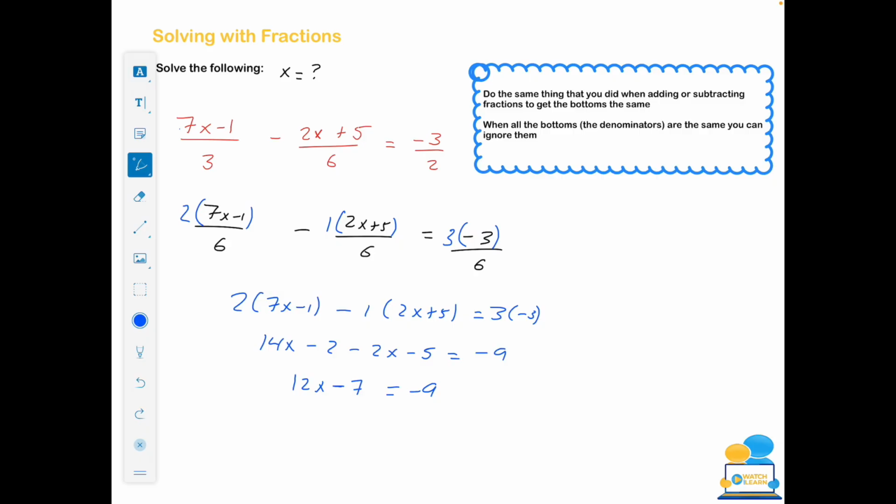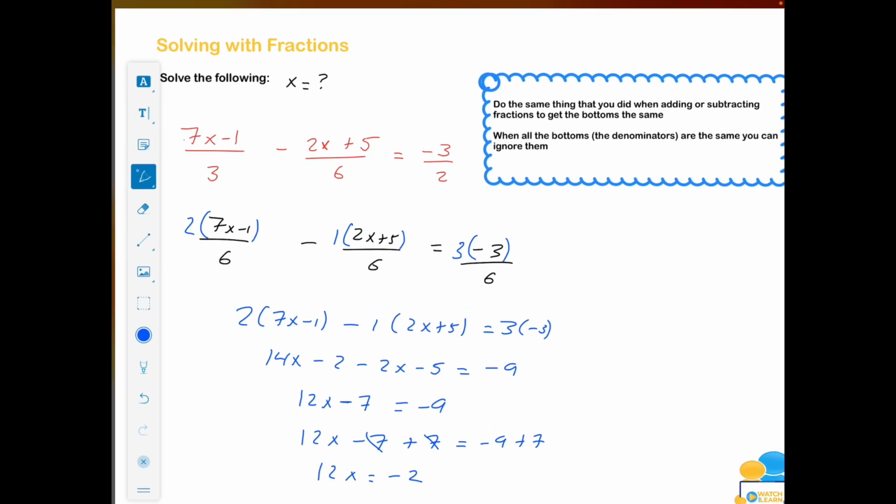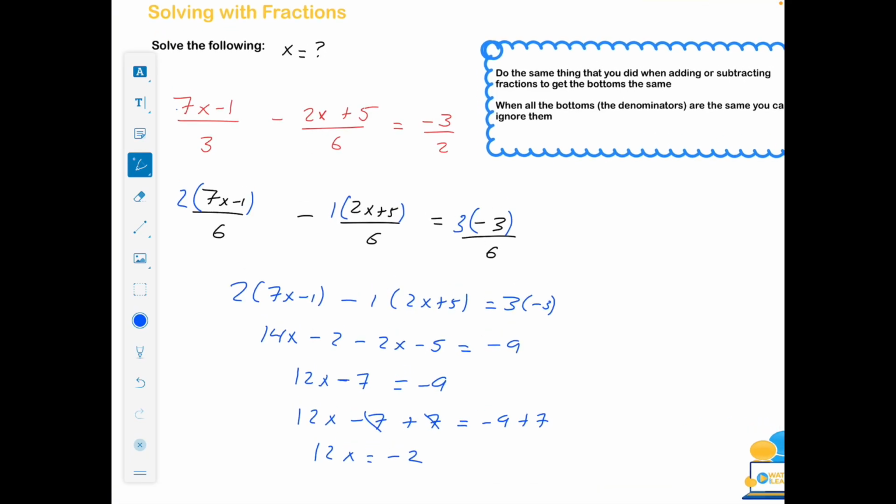So we'll have 12x minus 7, plus 7, is equal to minus 9 plus 7. You may have been taught to think about that differently. You may have been taught that you just bring it over to the other side and it changes to a plus. Whatever way you've been taught or whatever way you understand it, what I'm going to explain is you add 7 to both sides. So they're going to cancel out. So we'll get 12x is equal to minus 9 plus 7. Minus 9 plus 7 will be minus 2, which leaves us with 12x equal to minus 2.